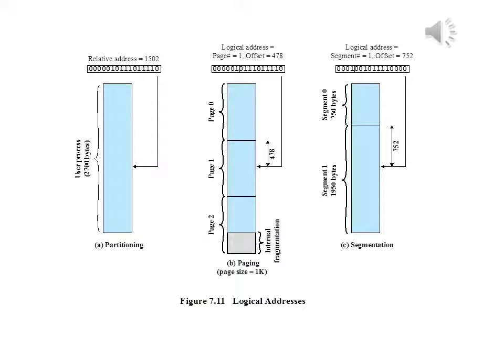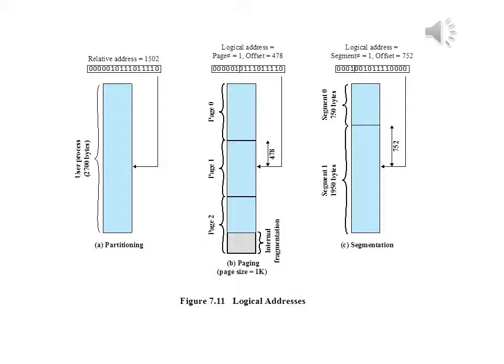1024 bytes each. As figure B in the middle of the slide shows, relative address 1502 corresponds to an offset of 478, or 0111011110 on page 1, which is 000001, which yields the same 16-bit number 0000010111011110.